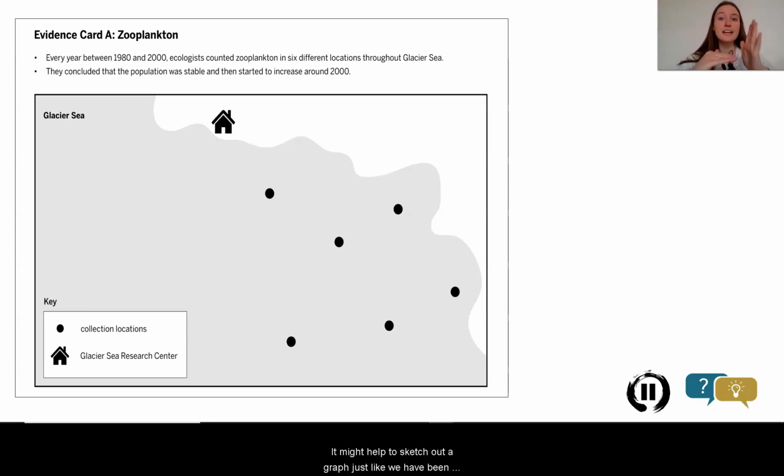It might help to sketch out a graph, just like we have been doing for the moon jellies, to give you a visual of what is occurring to these populations over time. I'm so excited that you now are going to put all your learning to the test by looking at these different evidence pieces. This is the work of scientists. I'll check back in with you in a couple of minutes after you've had some time to look at the evidence. Don't forget to pause the video on each evidence card to think for yourself before we check back in. Good luck!